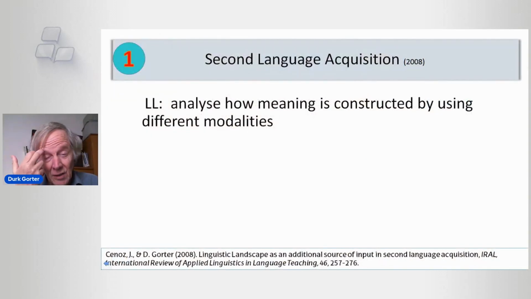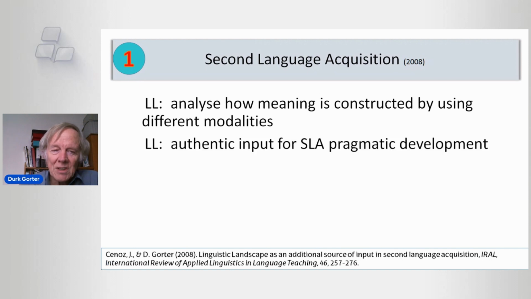And we started early on with a study of what we call second language acquisition, how the linguistic landscape can be meaningful for learning languages. And we wanted to see how the meaning of the linguistic landscape is constructed by using different modalities. Because we see that linguistic landscape can be a kind of authentic input for second language pragmatic development.